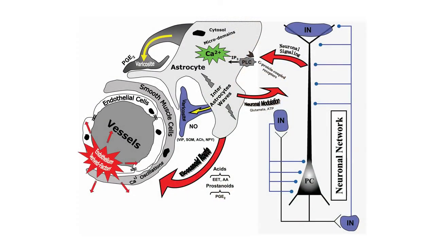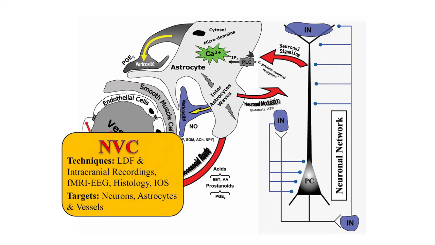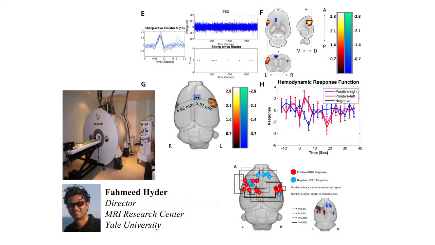The other area of interest is neurovascular coupling, which is how neurons communicate with the vessels. For that, we have created a group which is using mainly fMRI, EEG recording, and histology. We target neurons and astrocytes. This work is in collaboration with Yale University, with the MRI Research Center, with Dr. Fahmeed Hyder. We are able to create maps of neuronal activity associated with epileptiform activity in rats that have chronic epilepsy, to understand how this network is organized.